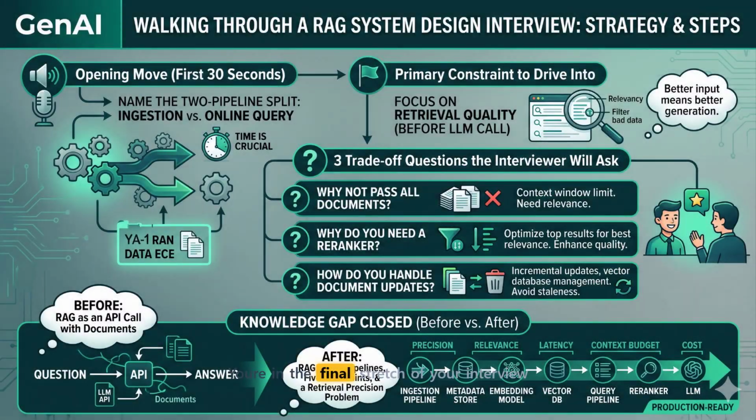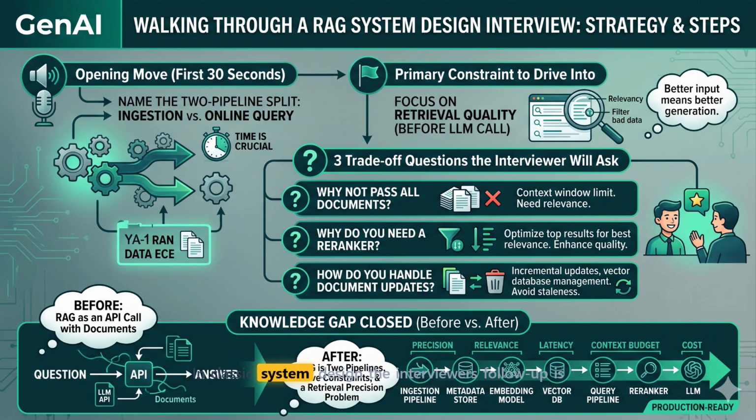You're in the final stretch of your interview. Look at the opening move shown here on the left. You need to name the 2 pipeline split, offline ingestion and online query, within the first 30 seconds. This signals production literacy before the interviewer even asks a follow-up. Drive the conversation into retrieval quality immediately. Tell them my biggest concern is precision. The LLM is only as good as the context I put in front of it. I want to talk about retrieval depth and re-ranking before we touch the generation step.